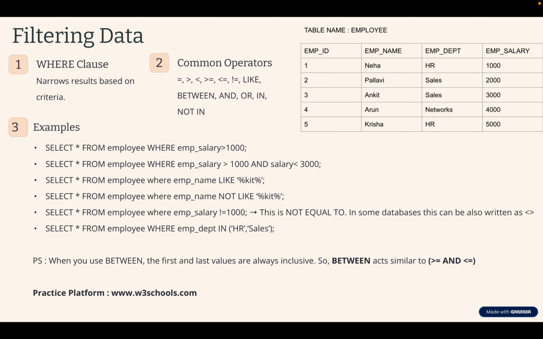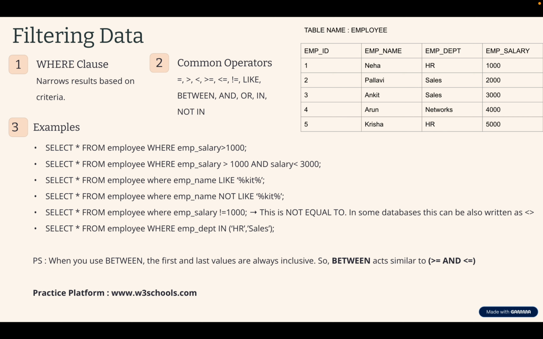Similarly, the second query will select all the data from the table where employee salary is greater than 1000 and the salary is less than 3000. So if you see the data, this will return only one record, which will be for employee ID 2, because the salary of employee ID 2 is 2000, which is greater than 1000, but it is less than 3000.